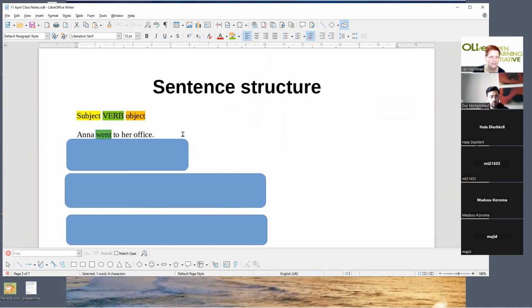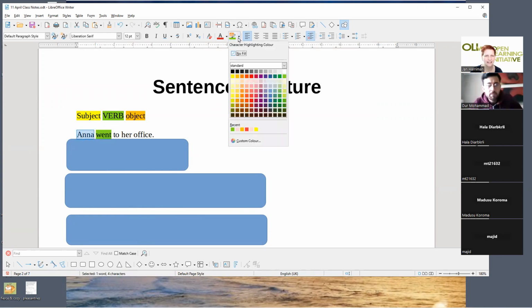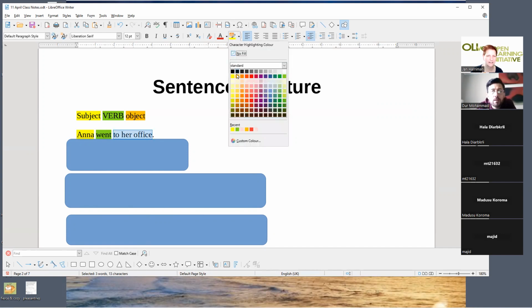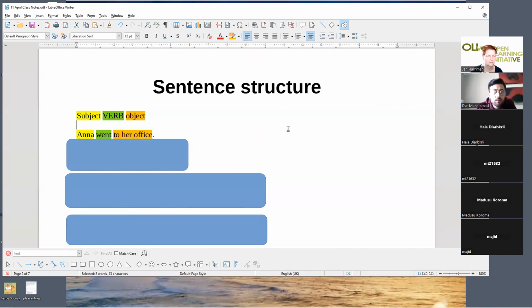So that's our action. That's what makes it a sentence, right? And Anna is the subject. And what did she do? Where did she go? Office. To her office, and that's great. So there's our simple sentence.